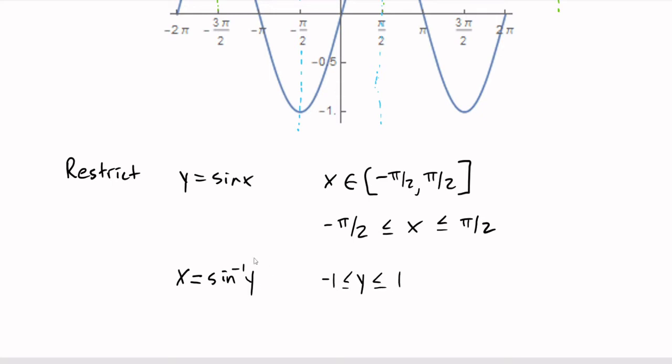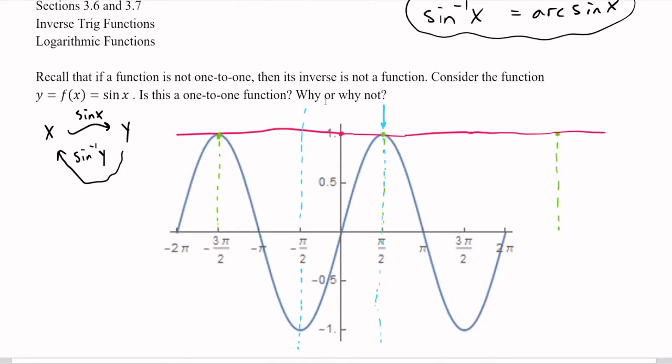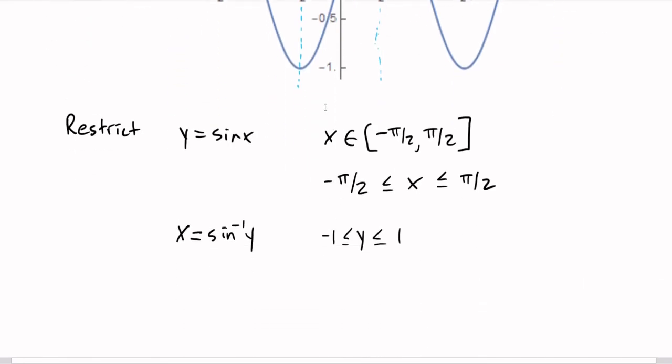That's what I'm allowed to plug in, because I have to plug in something sine actually gets to. I can't plug in 2 because sine never gets to 2. So it's got to be something in the range of sine. And what I will get out then is an x between pi over 2 and negative pi over 2.